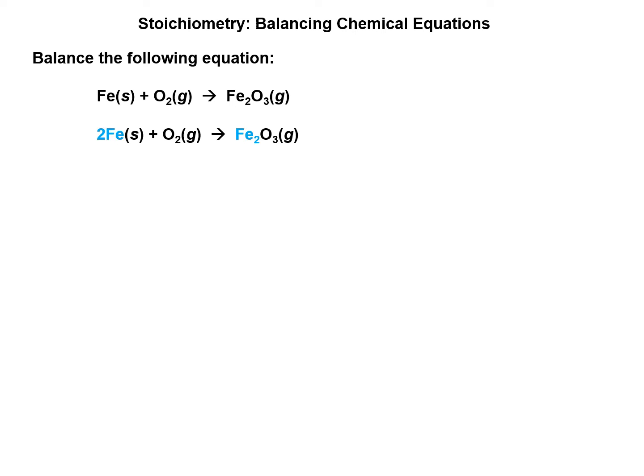To balance this equation, I first look at the iron. I have 2 irons on the left. I have 2 irons on the right. I then look at the oxygen. If I put a 3 coefficient in front of the oxygen, I have 6 oxygens on the left. If I put a 2 coefficient in front of iron oxide, I now have 6 oxygens on the right.